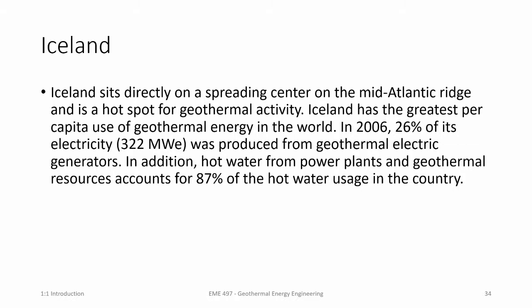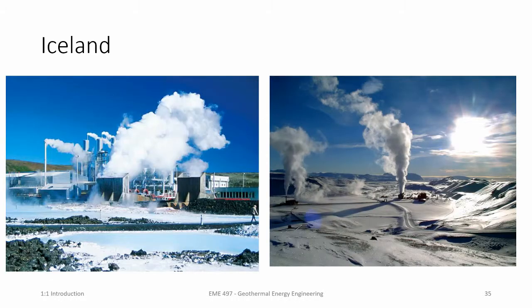So for my case study, I wanted to include Iceland. Iceland sits directly on a spreading center in the mid-Atlantic ridge and is a hotspot for geothermal activity. Iceland has the greatest per capita use of geothermal energy in the world. In 2006, 26% of electricity was produced from geothermal electric generators. In addition, hot water from power plants and geothermal resources accounts for 87% of the hot water usage in the country. So here are just some pictures of geothermal production in Iceland.